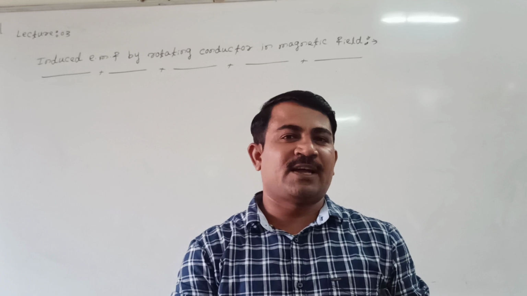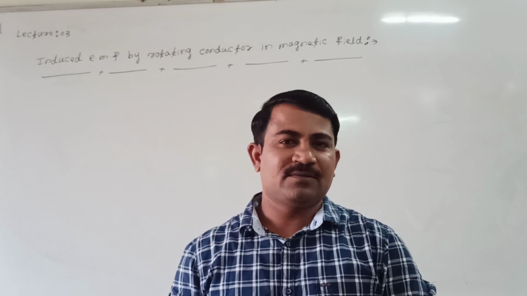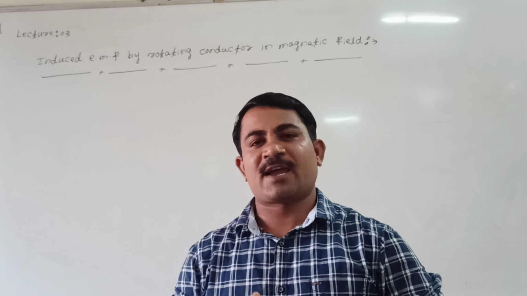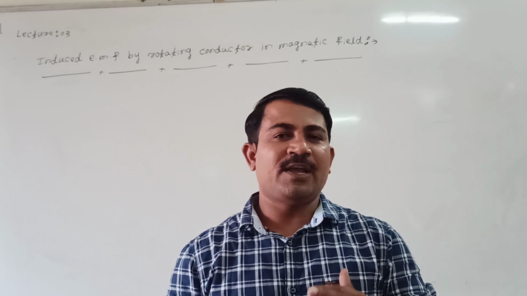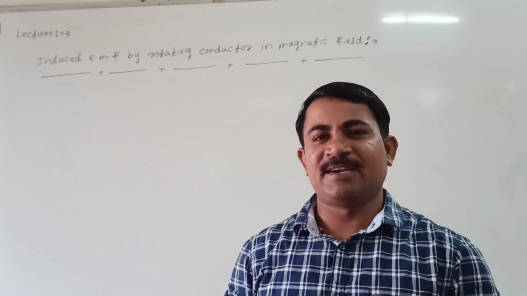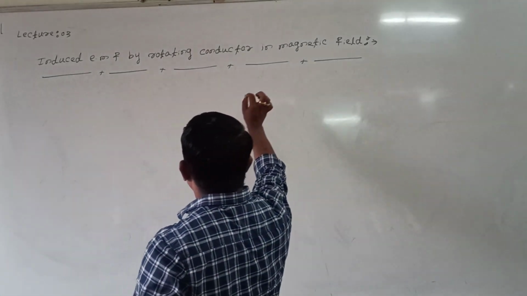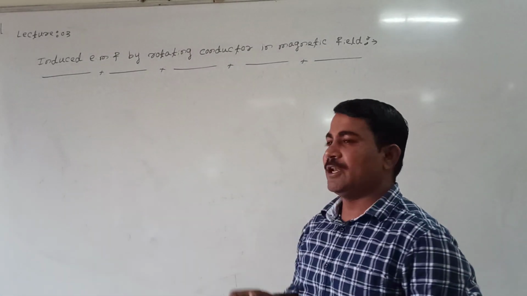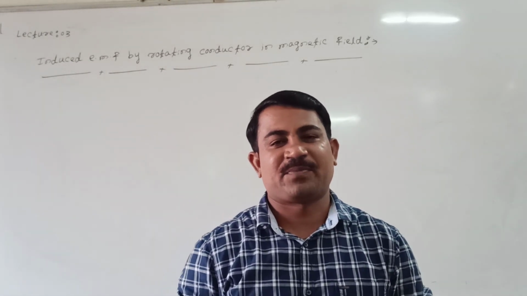And already we have seen that if a conductor is moving in a uniform magnetic field with velocity v, an EMF can be induced. Now in this session we will see the extended part of induced EMF and the eddy current in detail. The first concept is the induced EMF by a conductor rotating in a uniform or non-uniform magnetic field. This concept we will see.